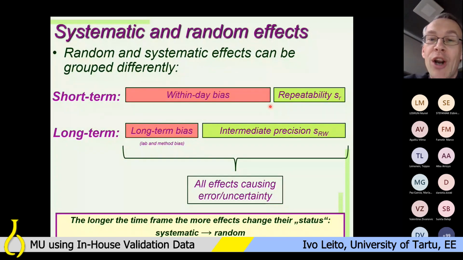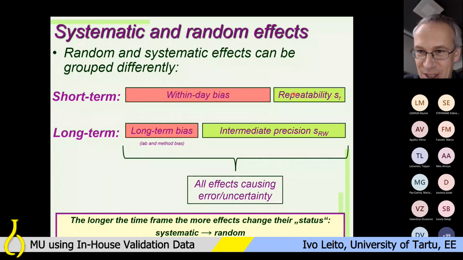within a day work as systematic effects or cause bias. But now, if we look at the same thing in the long term, then all the random effects we could characterize by the so-called intermediate precision, or within-lab reproducibility, as it is also sometimes called. And the systematic effects that remain would be called something like long-term bias or lab and method bias.